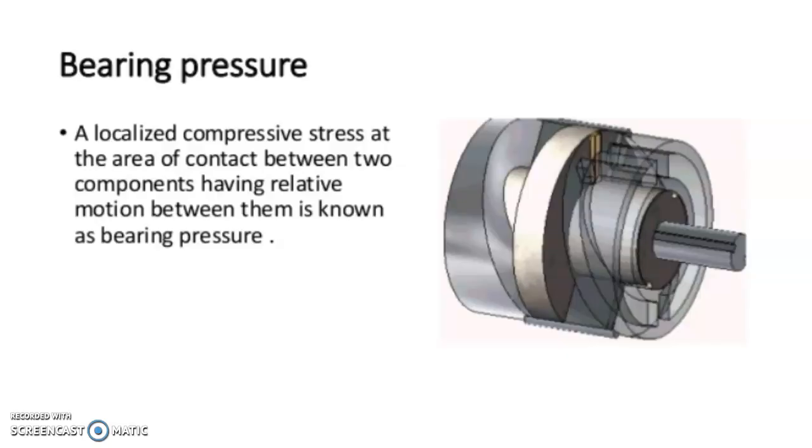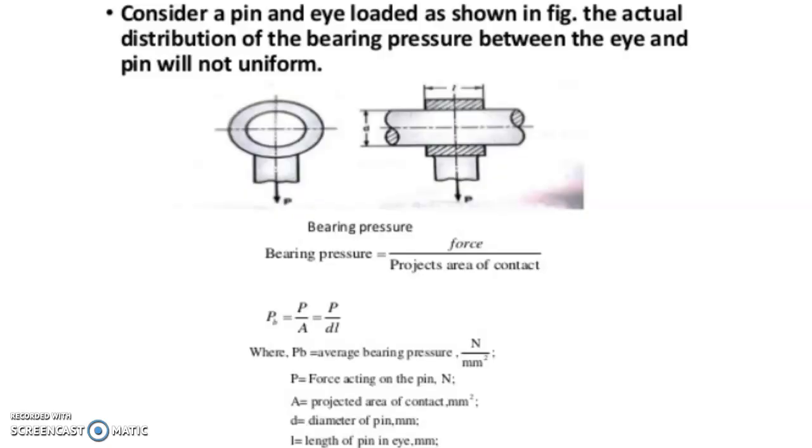Next one is bearing pressure. It is a localized compressive stress at the area of contact between two components having relative motion between them, known as bearing pressure. We can find the bearing pressure using this equation. Consider a pin and eye loaded as shown in figure. The actual distribution of the bearing pressure between the eye and pin is not uniform.